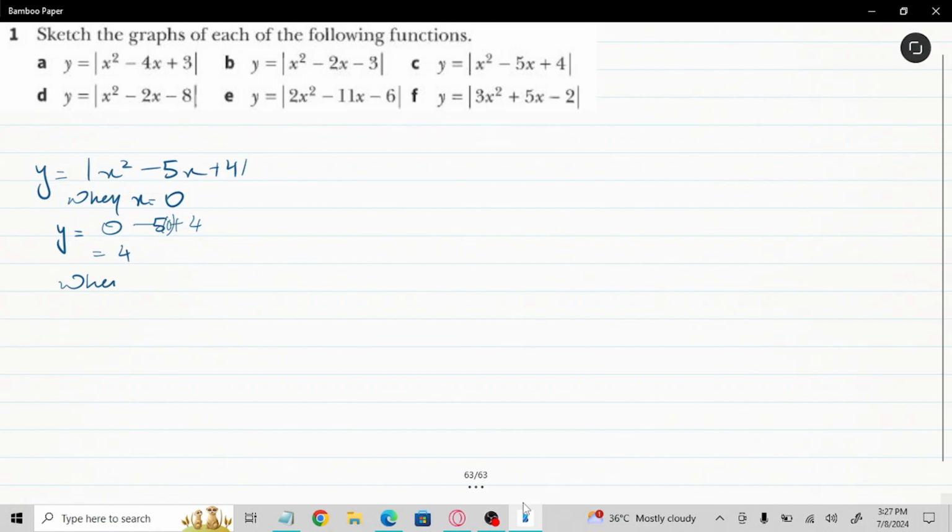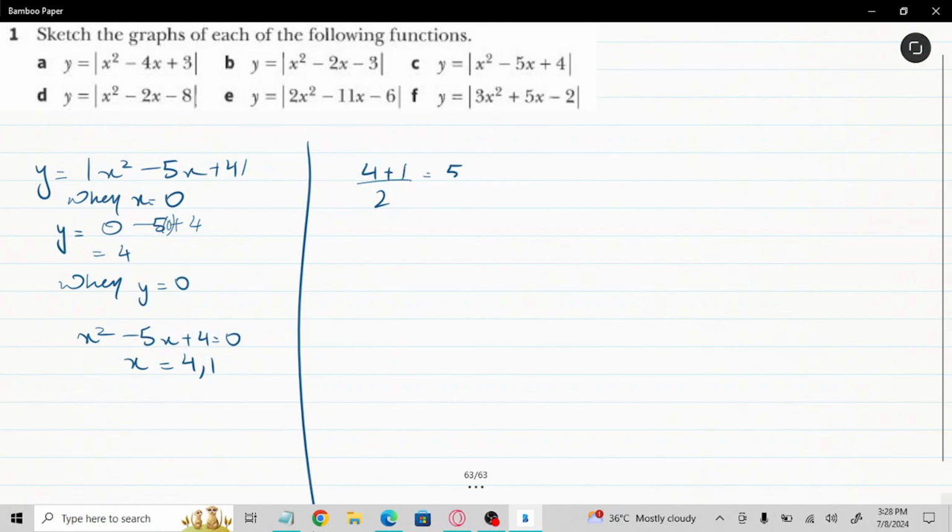And sorry, when y is equal to 0, x squared minus 5x plus 4 is equal to 0. Similarly, solving this quadratic equation, you're going to get x equals 4 and x equals positive 1. So what we do next, we find out the midpoint. 4 plus 1 divided by 2 is equal to 5 divided by 2, which is consequently 2.5.